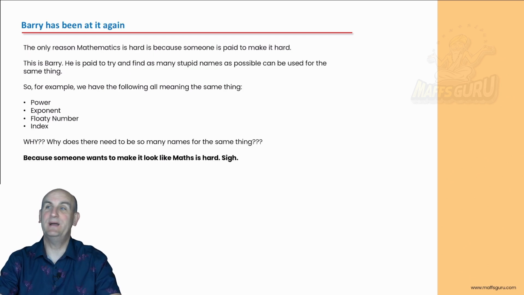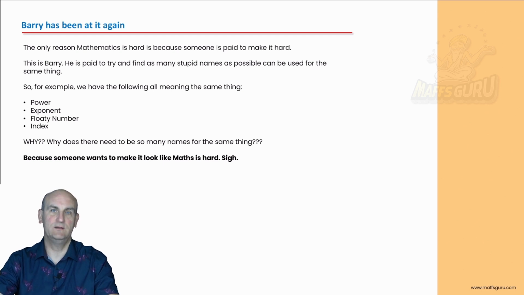And as I say here, Barry has been at it again. Oh my God, Barry, will you stop it? He literally thinks that the whole point of maths is to make it hard. Maths teachers stand there in front of the classroom and we spout out all this stuff and you're like, my head is spinning, what on earth is going on? Because Barry's told us to make it hard. Well, I'm sorry, I'm not going to. Barry, you can go do one. I'm actually going to do this myself.